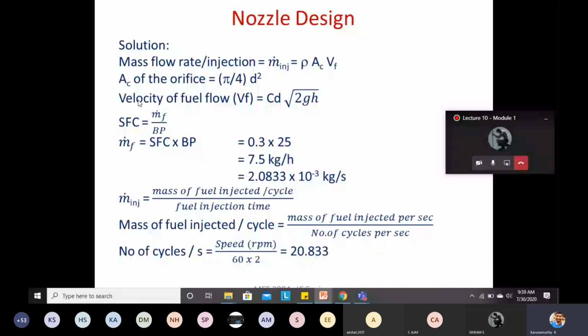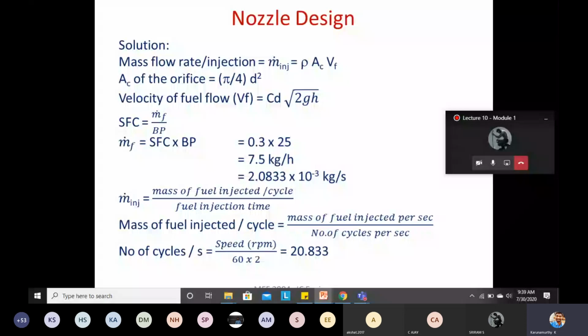Now we want to determine the mass flow rate of the fuel. Specific fuel consumption is given. What is specific fuel consumption? Mass flow rate of the fuel divided by brake power. This we know from our basic thermal engineering course. So from this, what is the mass flow rate? Specific fuel consumption into brake power. Both are given in the problem.